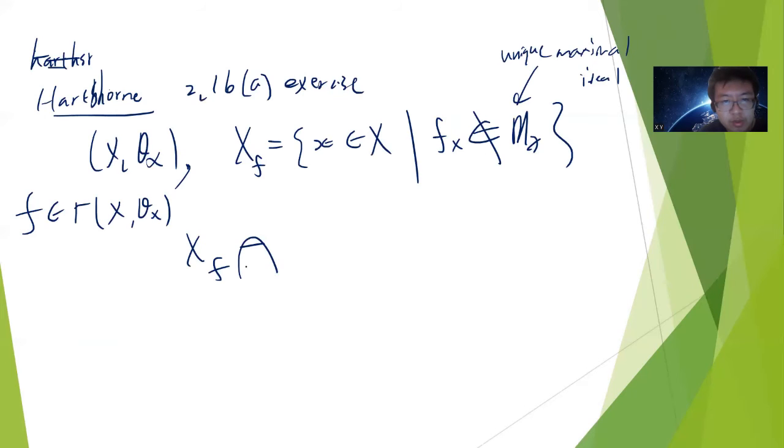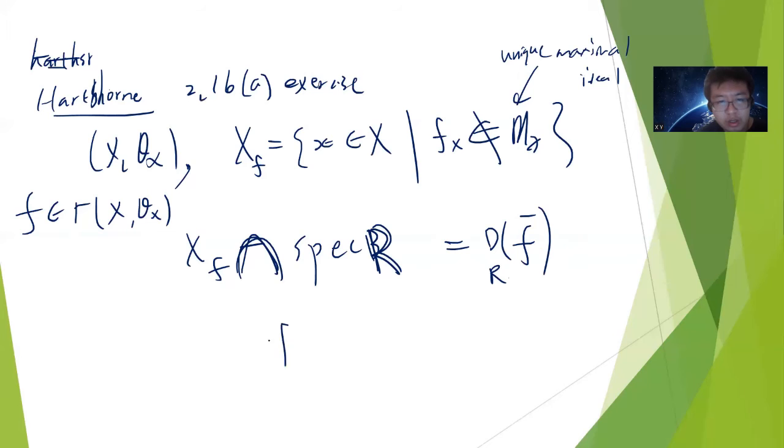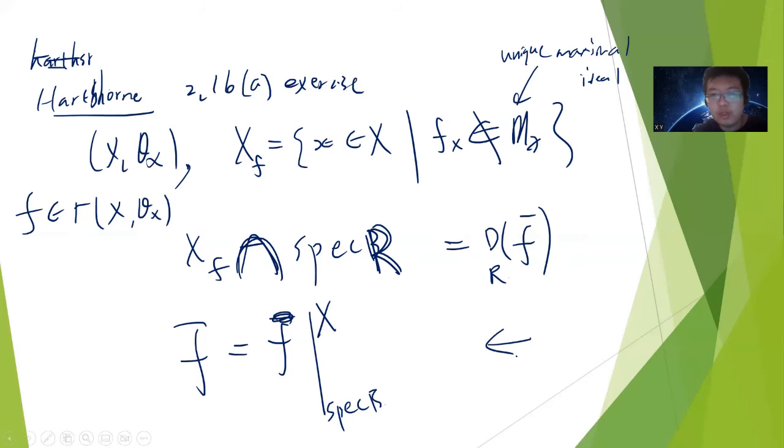So if I take X_f intersected with Spec R, where Spec R is some affine open subset, it will be D(f bar) of R. Here f bar is f restricted from the global sections of X to Spec R. Basically, we are saying that the non-vanishing points intersected with the affine will be the distinguished open set in that affine scheme. Check out my other videos, where I will post the proof below if you're interested.